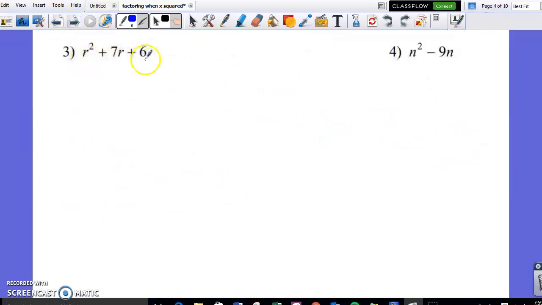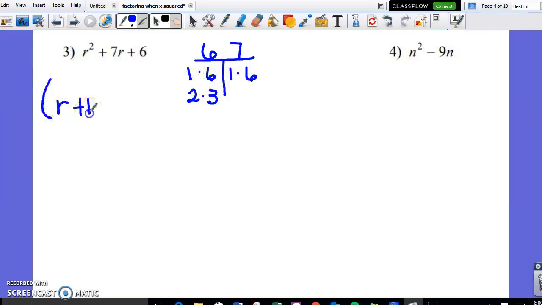Look right here. Is there a GCF? No. Is it a difference of squares? No. So now I say, okay, t-chart time. What multiplies to 6 and adds to 7? I know 1 and 6, 2 and 3, but 1 and 6 are the only ones that add together. So I separate my first term and do r plus 1 and then r plus 6.